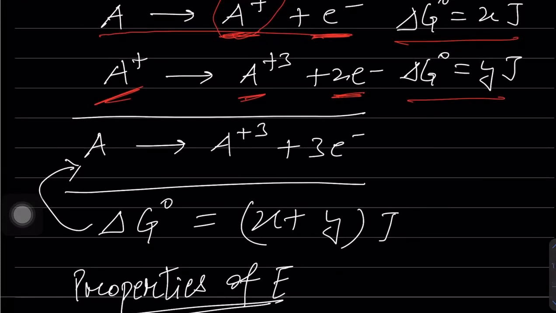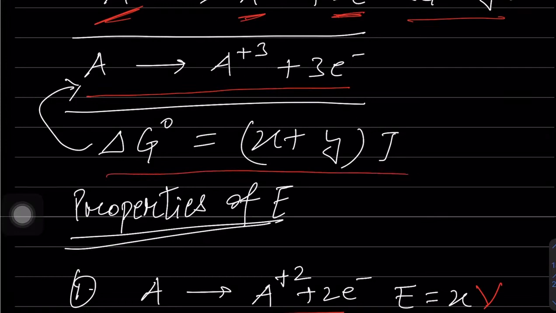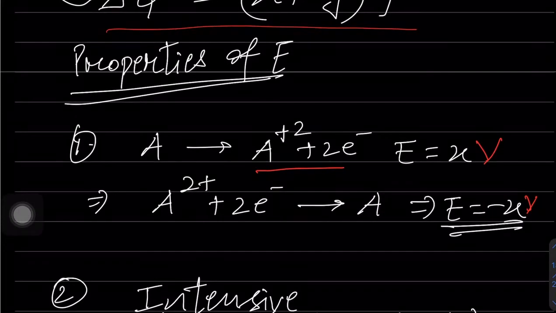Now adding both the reactions, we get A to A3 positive plus 3 electrons. So what will be the delta G naught for this reaction? Delta G naught will be x plus y. Individual values of delta G naught can be added if 2 or more reactions are added for a final reaction. Okay, it is additive.